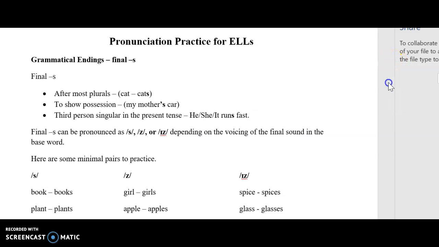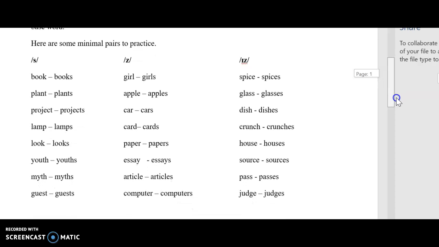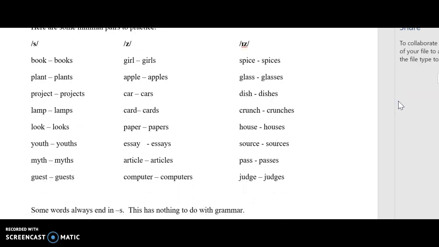All right, I divided these into pairs. Book, books. Plant, plants. Project, projects. Lamp, lamps. Look, looks. Youth, youths. Myth, myths. Guest, guests.